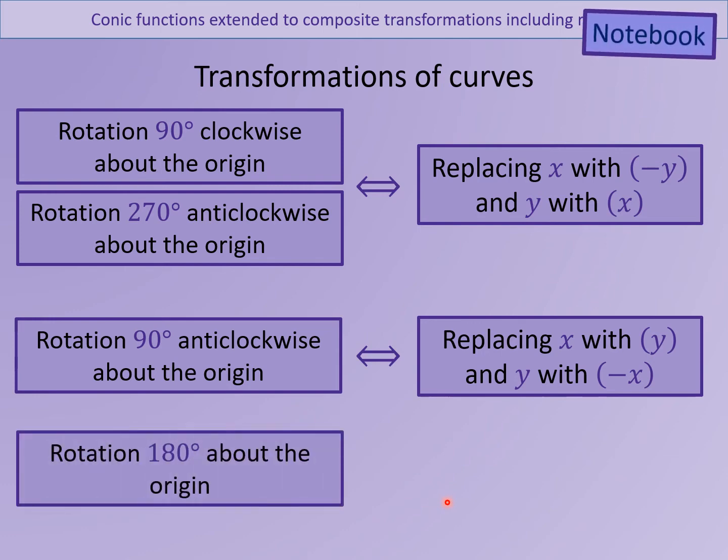Okay, rotation 180 degrees about the origin. So if I rotated 180 degrees, what would happen to that x value? It would go round to minus x. And what happens with the y value? 180 degrees, it would go round to minus y.